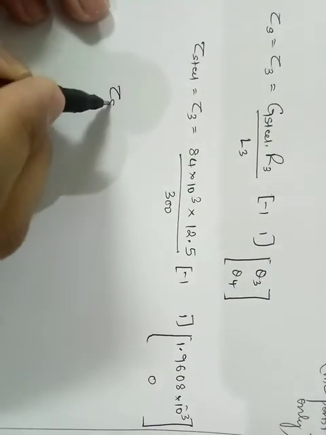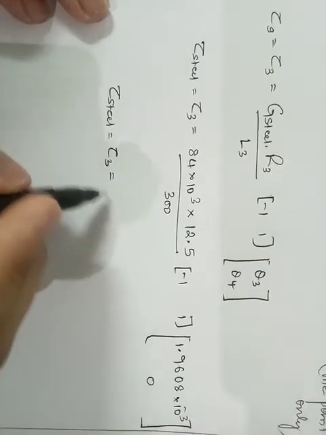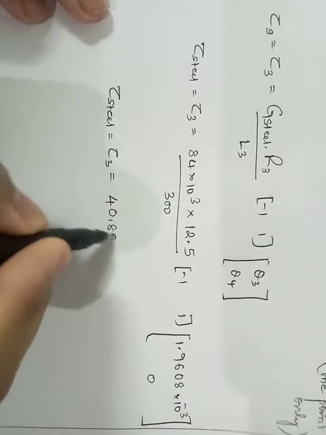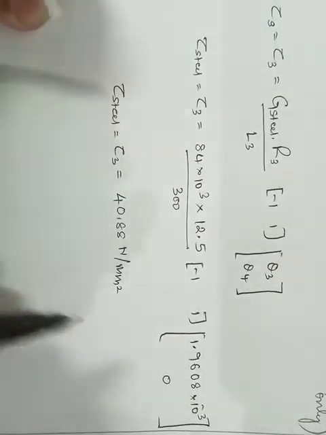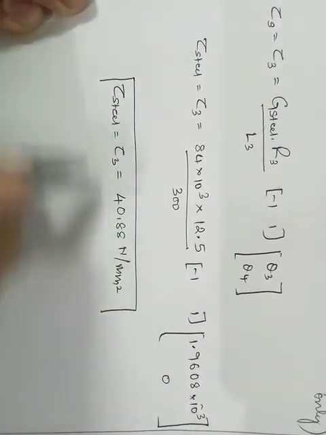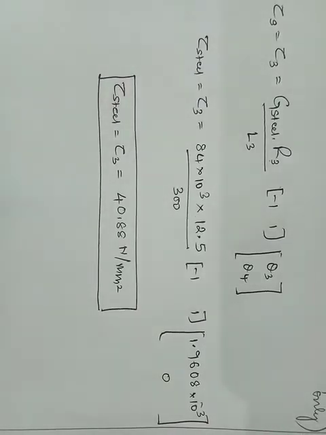Right, so if you resolve this, we will be getting tau of steel as 40.88 Newton per mm square. Right, so that is the end of the problem. He has asked us to calculate the shear stresses, so we have calculated it in aluminum material as well as steel. To calculate that, first we need to know the angle of twists, and that is what we have done.